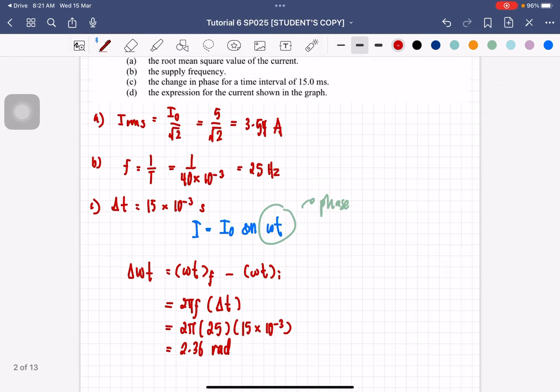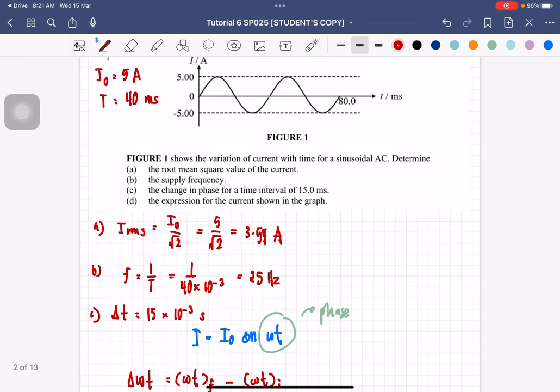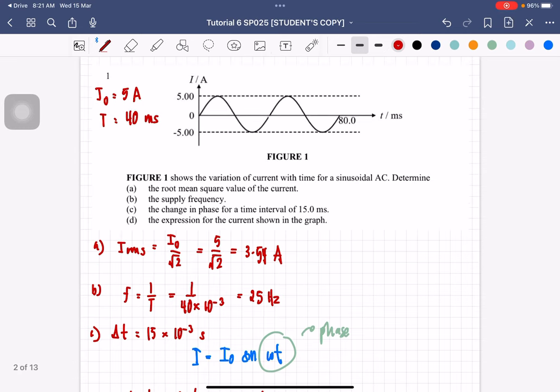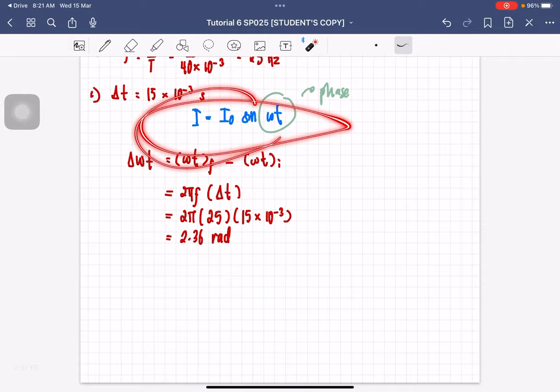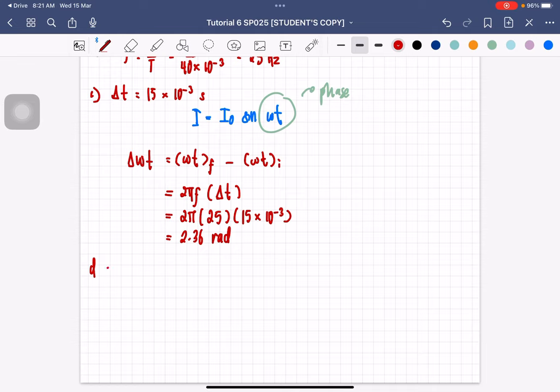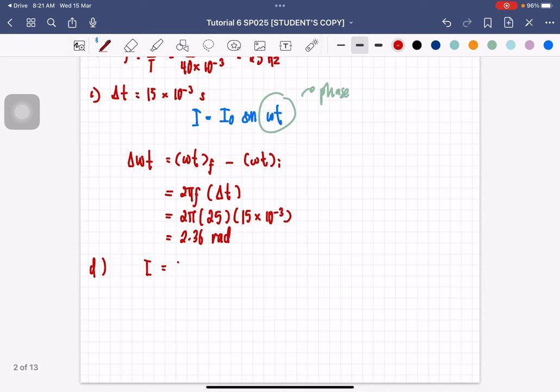Next, question D. We have to write an expression for the current shown in the graph. So this is a current graph. The general equation is the one that I've written here, so we're going to compare it with the general equation. So it's going to be I equal to the peak current. What is the value of the peak current? It is going to be 5. So it is 5 sine omega t.